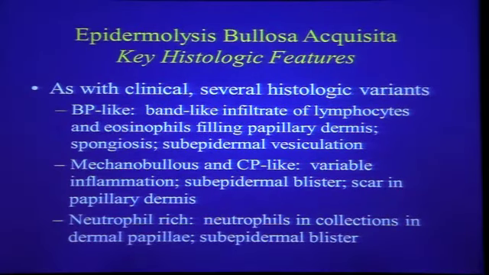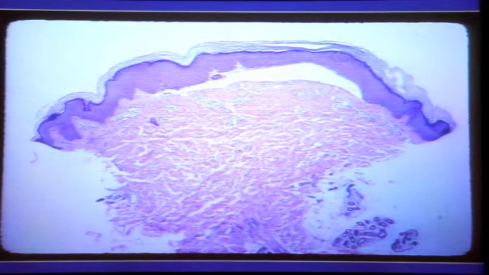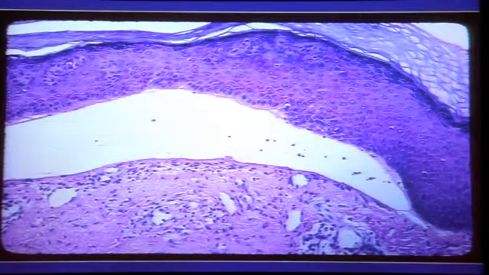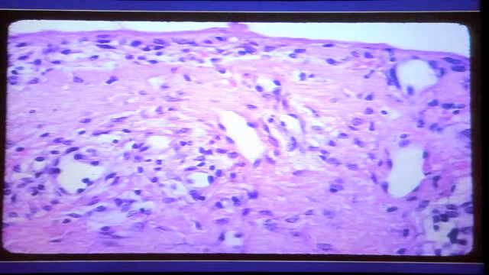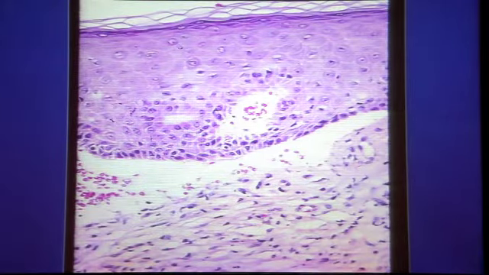And again, there are several different forms here. This pattern was one in which there was almost no inflammation, so this looked much more like a mechanobullous form of epidermolysis bullosa, with a sparse infiltrate and some scar here. And then this form where you do have some inflammation with some festooning that had some eosinophils. So this one looked a lot more like bullous pemphigoid.